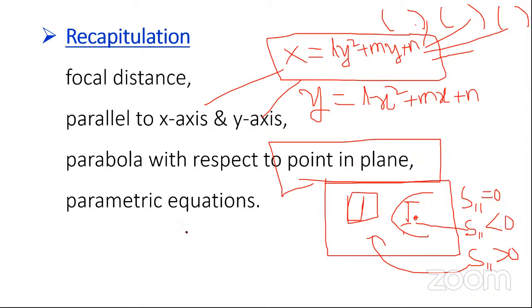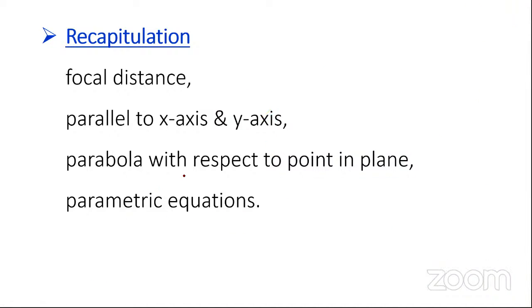Next, parametric equations, which means a point satisfying the given parabola equation. We are taking the point on the parabola as (at², 2at), and it is denoted by the point P(t). These were discussed in the previous class. So now we can go to class 4.